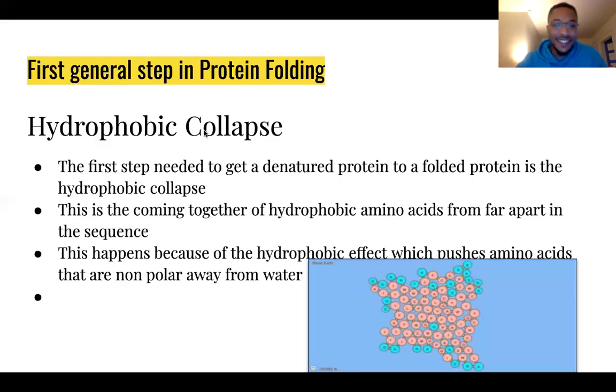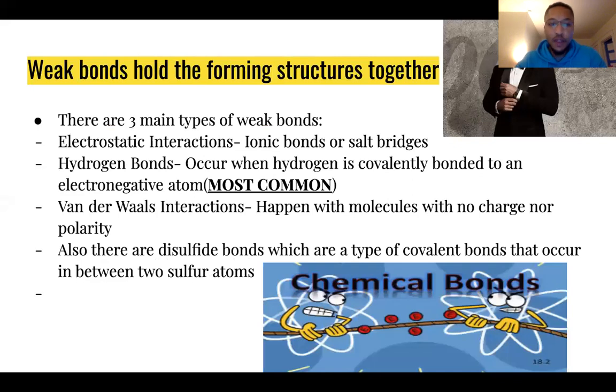Now back to the slides. So the weak bonds hold the forming structures together. And as you can see, or you might be able to see, behind me there's James Bond, it's not that bond. But there are three main types of weak bonds. We have the electrostatic interactions, which are ionic bonds or salt bridges. We have hydrogen bonds, which occur when hydrogen is covalently bonded to an electronegative atom. These are the most common. And we have our van der Waals interactions, which happen with molecules with no charge nor polarity. Also, there are disulfide bonds, which are a type of covalent bond that occur in between two sulfur atoms.